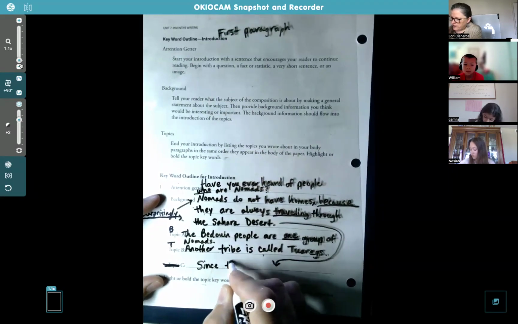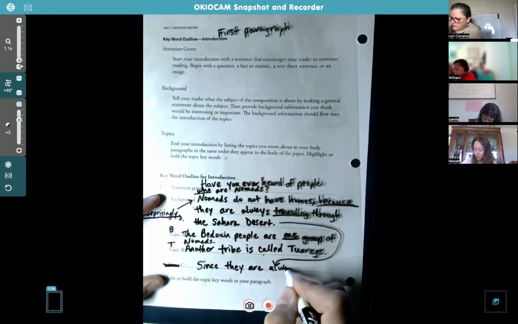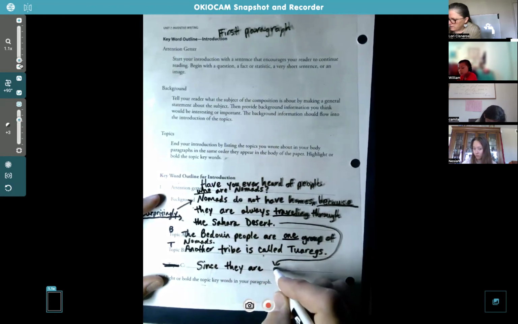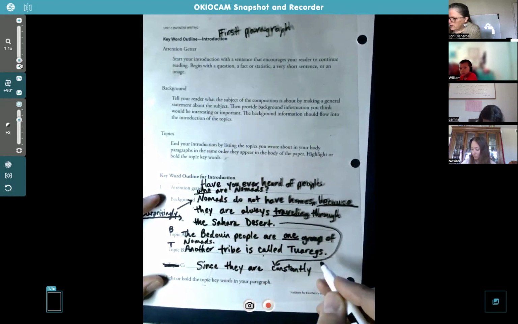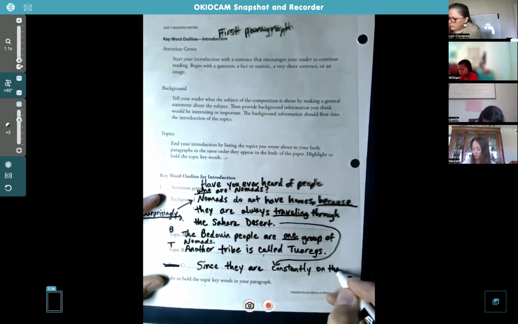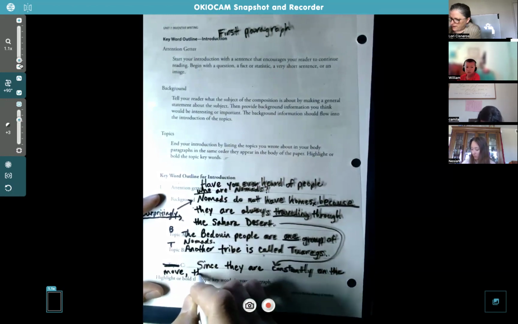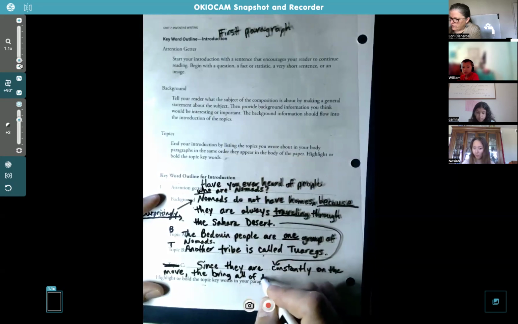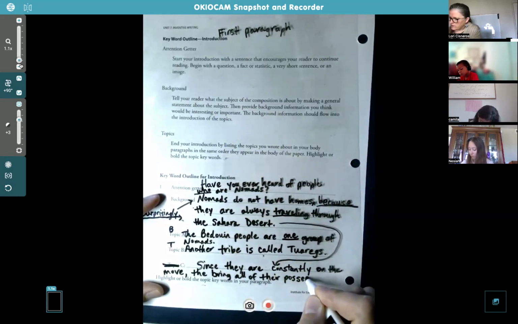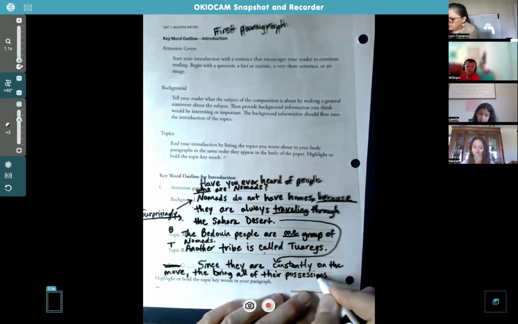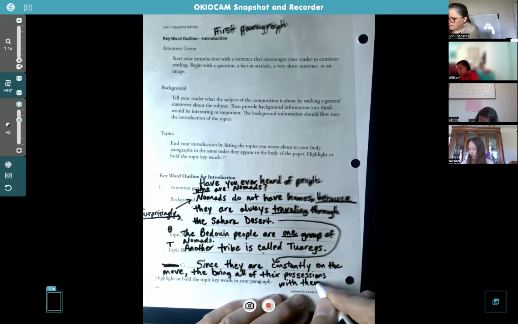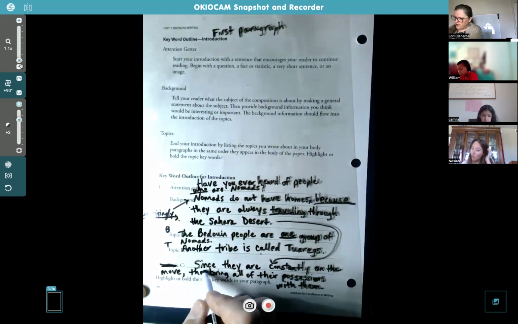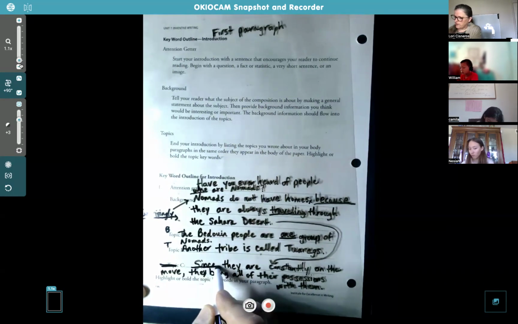Since they are always, oh, we already said always, hold on. Since they are constantly, we already have an ly, but that's okay. Constantly on the move, they bring all of their possessions with them. Since they are constantly on the move, they bring all of their possessions with them. And then underline since.